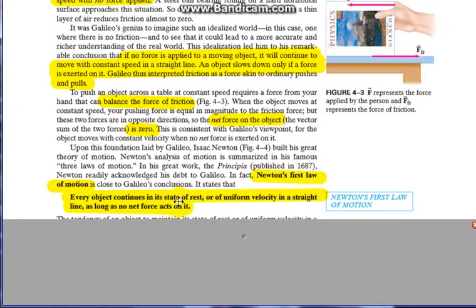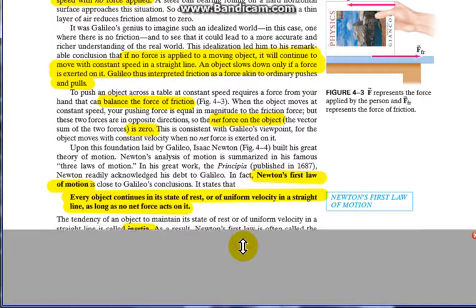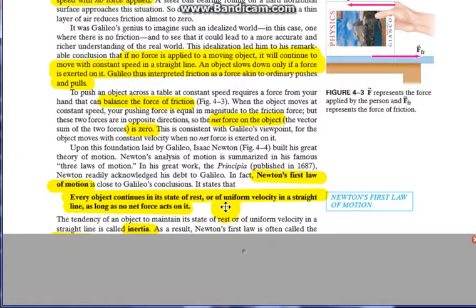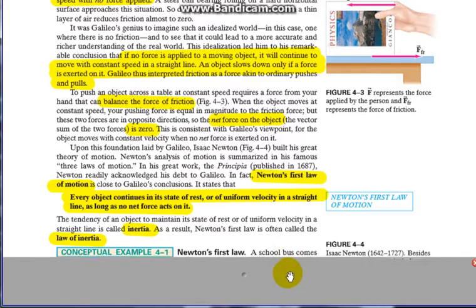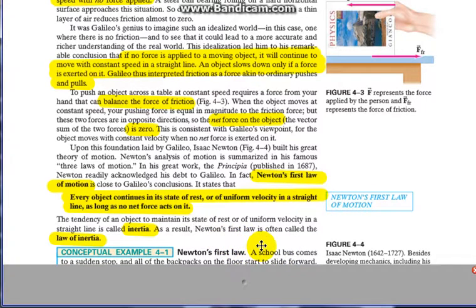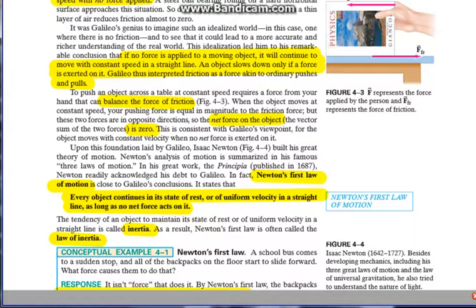So every object continues in its state of rest. If it's something at rest, it stays at rest unless a force applies on it, or stays in uniform velocity in a straight line unless a force acts upon it. Okay, so that's Newton's first law. An object at rest stays at rest, an object in motion stays in motion with uniform velocity until another force acts on it, such as friction. The tendency of an object to maintain a state of rest or of uniform velocity in a straight line is called inertia. As a result, Newton's law is often called the law of inertia.